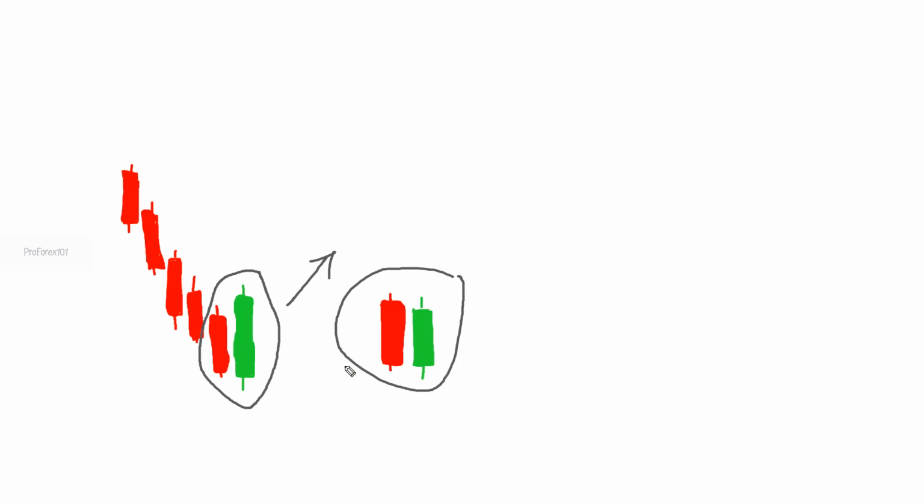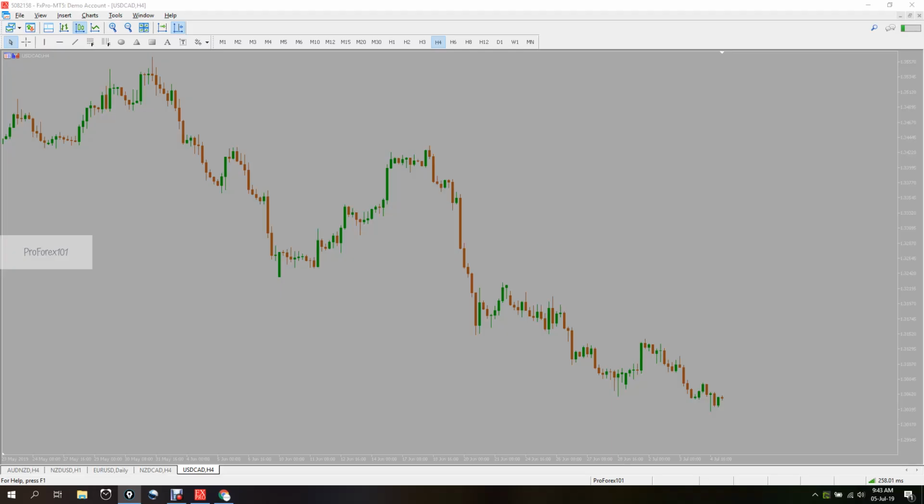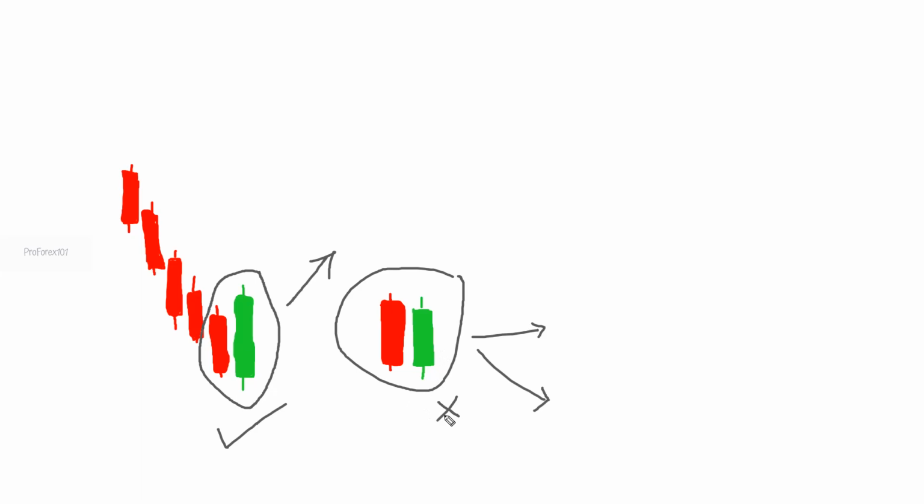So again, let me put my tick. This is great, this is what we're looking for. This is not what we're looking for. In this scenario, the market may sideline or continue south. Very important, guys. Just this subtle difference of closing above the previous open makes a huge impact in your reversal signal.